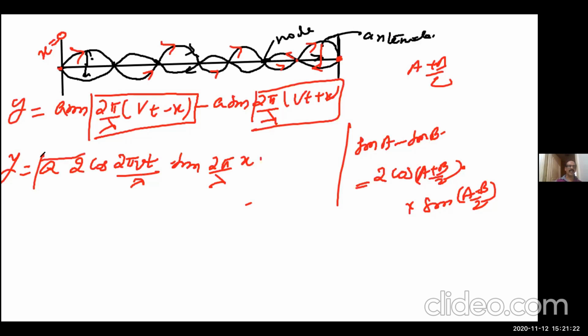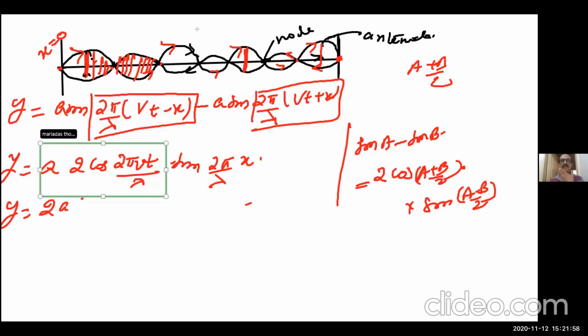So this 2A is the total amplitude, A plus A, the maximum amplitude. This cos value keeps changing. Here when they are adding, it is maximum, here they are reducing to 0. Again the amplitude increases to maximum, again decreases. That means 2A comes only one time, then 0, then 2A, then 0. The amplitude keeps changing. Clear?